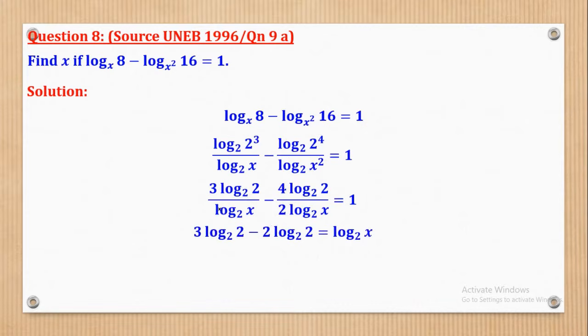And also when I multiply throughout by log base 2 of x, this side will become log base 2 of x. Now 3 minus 2 gives you 1, that is why you see a log base 2 of 2 equal to log base 2 of x. Now when these logs cancel, it implies that x will be equal to 2, and that's what they wanted.